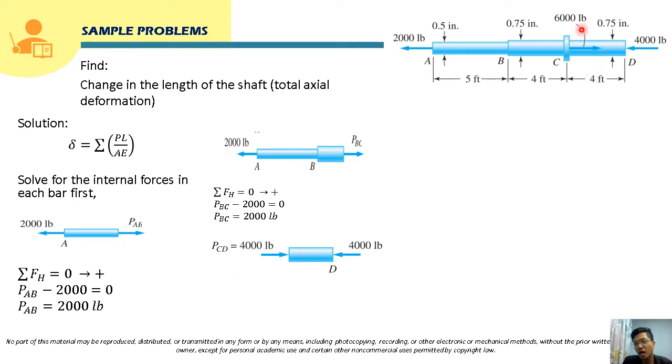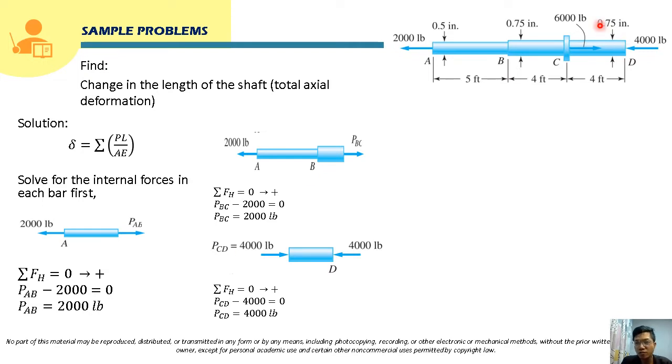We can just use the right segment if we cut here. But we can also use this part. If we are going to cut CD here, we can use either the right segment or the left segment, so that will just give you the same answer. If we use the right segment, this will just be 4,000 pounds. So P_CD, definitely, is also just 4,000, right?